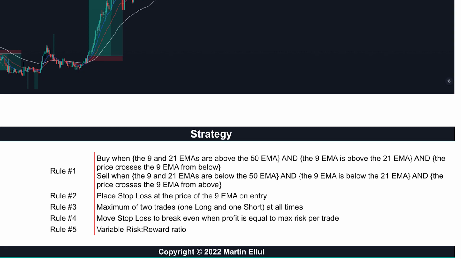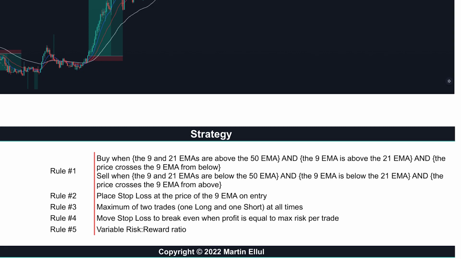And similarly, we go short when the 9 and 21 EMAs are below the 50 EMA, the 9 EMA is below the 21 EMA, and the price crosses the 9 EMA from above. So as you can see, it's a very trend following strategy. So I expect that on the longer time frame, it will yield pretty good results.